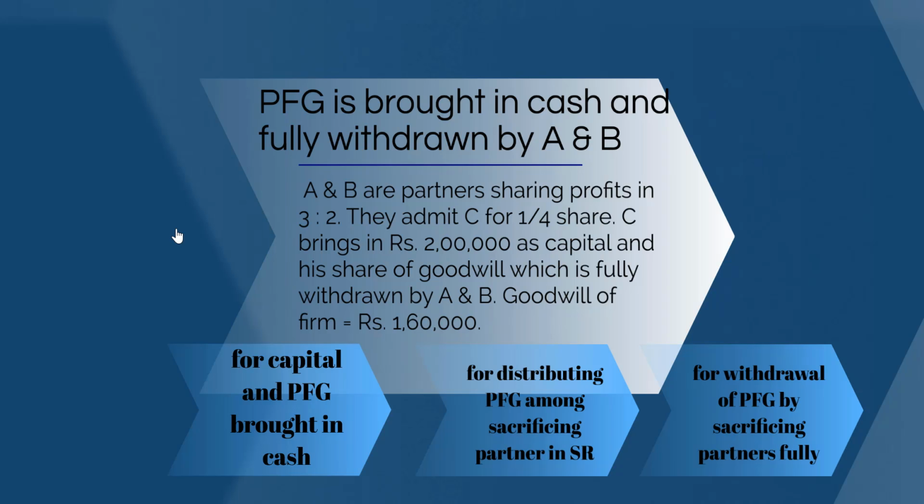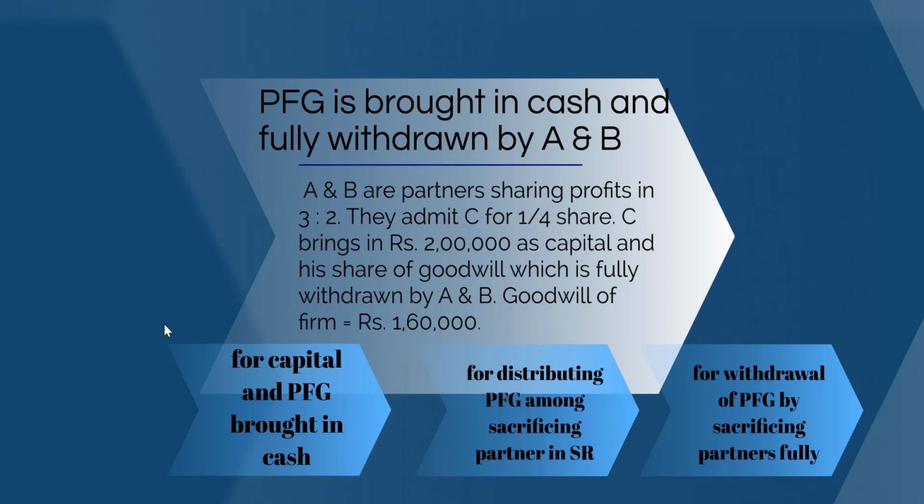We have A and B as partners sharing profits in 3:2. They admit C for 1/4 share. C brings in rupees 2 lakh as capital and his share of goodwill, which is fully withdrawn by A and B. Goodwill of the firm is equal to rupees 1,60,000. So C brings in capital and his share of goodwill in cash. C's share of goodwill is rupees 1,60,000 into 1/4, which equals rupees 40,000.